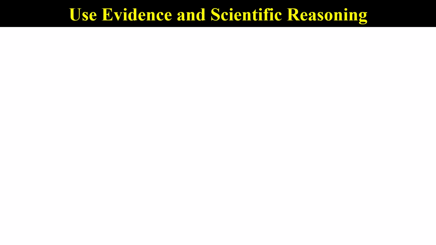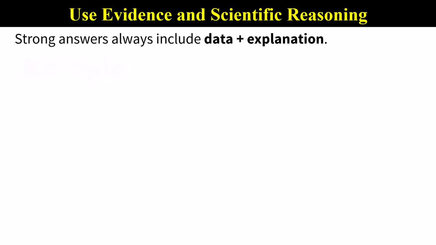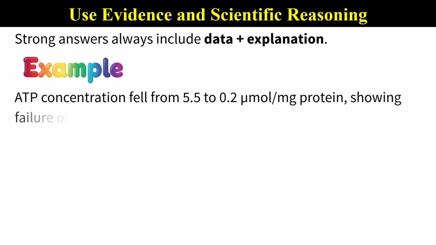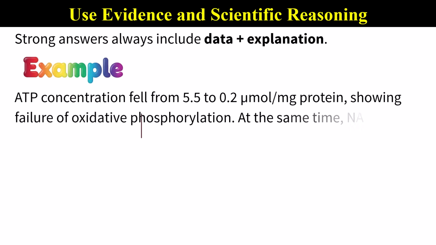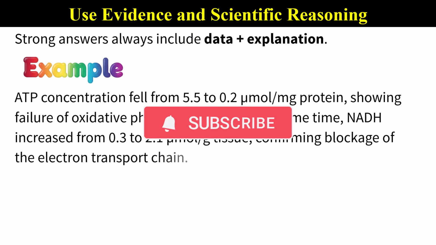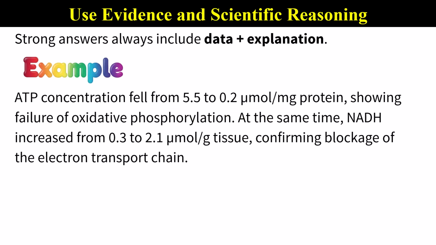Strong answers always include data plus explanation. Example: ATP concentration fell from 5.5 to 0.2, showing failure of oxidative phosphorylation. At the same time, NADH increased from 0.3 to 2.1, confirming blockage of the electron transport chain. That is scientific justification, not opinion.